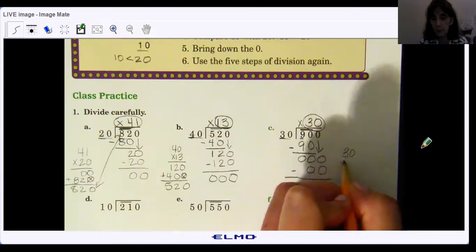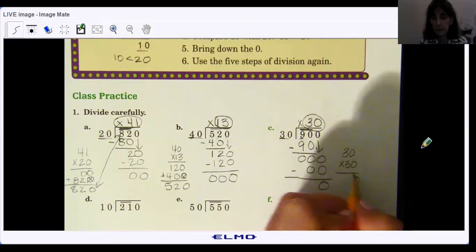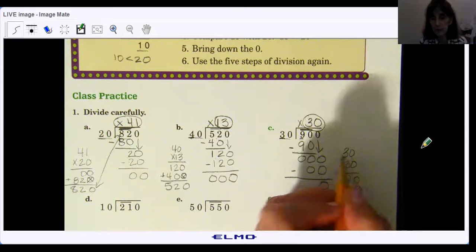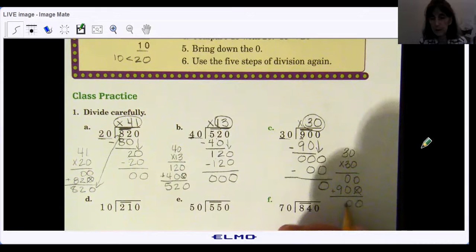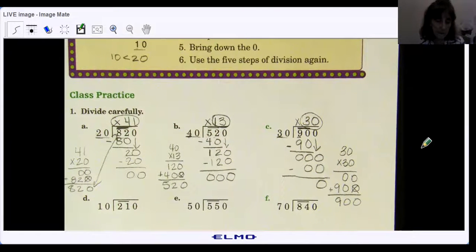30 times 30, 0 times 0 is 0. 0 times 3 is 0. No more ones. 3 times 0 is 0. And 3 times 3 is 9. You add up your partial products, and your dividends match. Okay, good job.